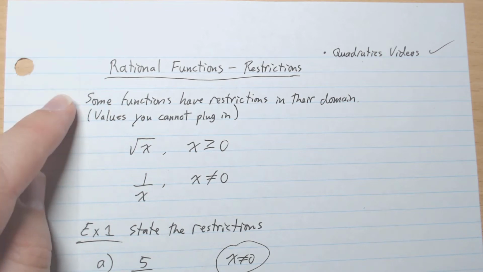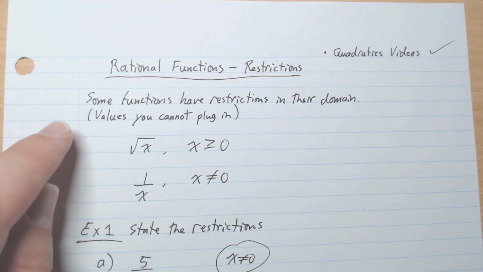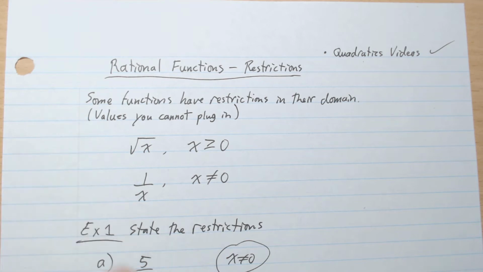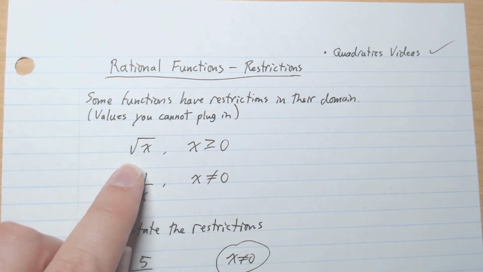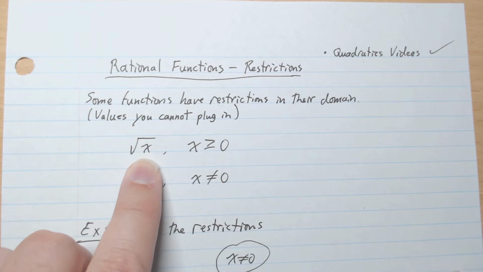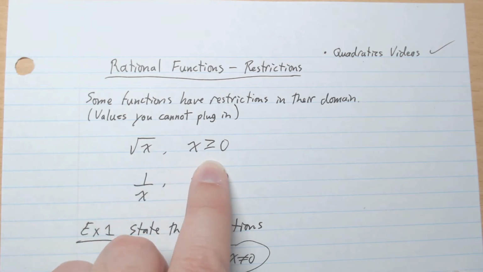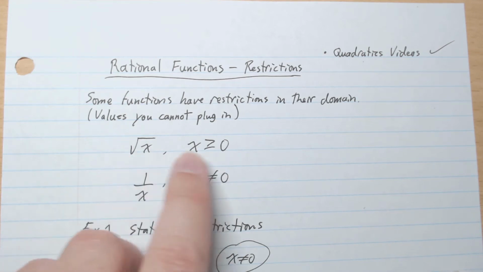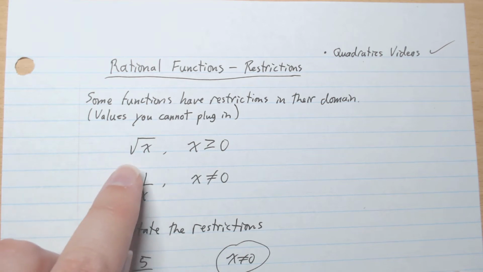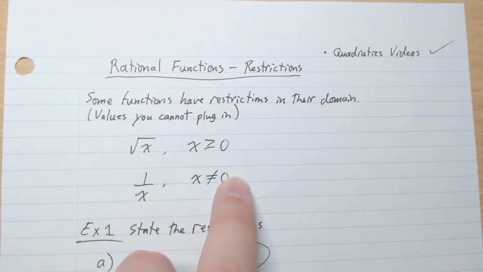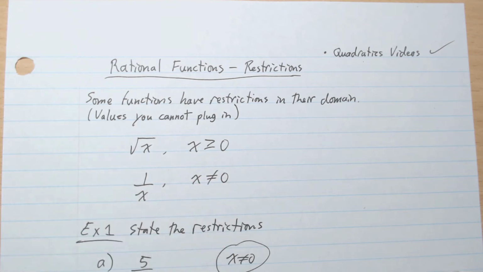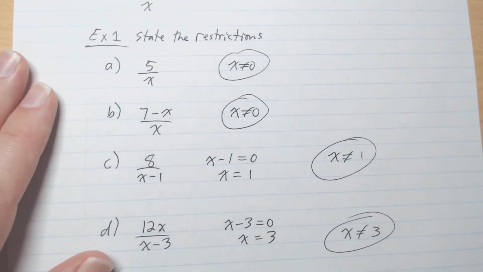So some functions have restrictions in their domain, and that means values that you cannot plug in. For example, here we have root x. You cannot plug in anything negative, so x must be greater or equal to 0. That's one example of a restriction. Another one is 1 over x. X can't be 0. We can't divide by 0. So that's the restriction on this rational function. That's what we're going to practice today, stating the restrictions for rational functions. So let's dive right in.